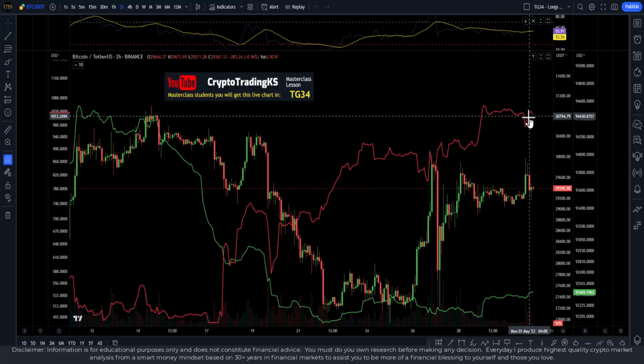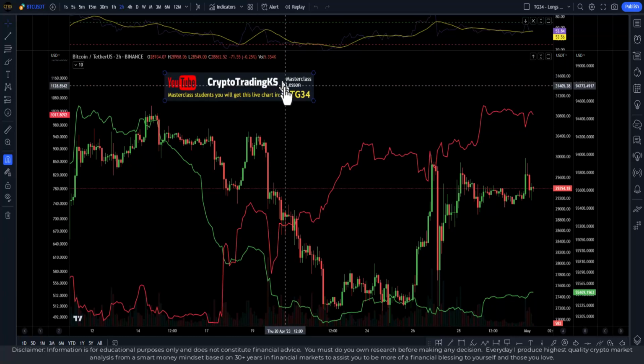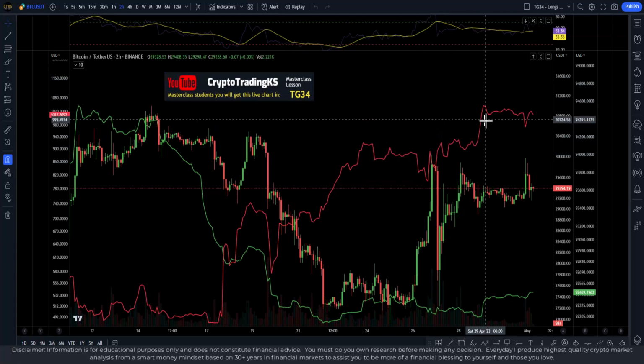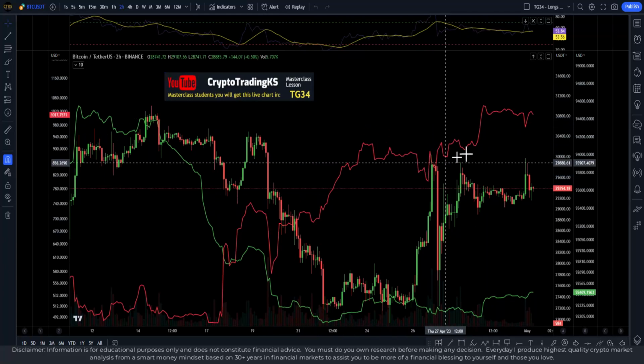This is creating a little bit of confusion. If you look at the mainstream media news, everything is doom and gloom. That's the way it always is in the news. Masterclass students, you get my live chart in TG34. What we actually do is just look at the charts. We know the news, we understand it.